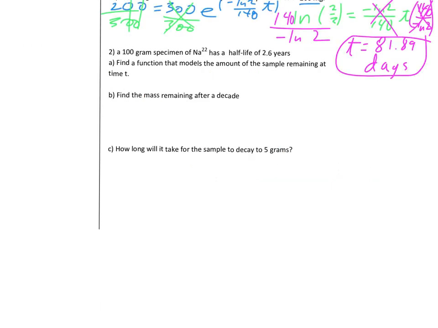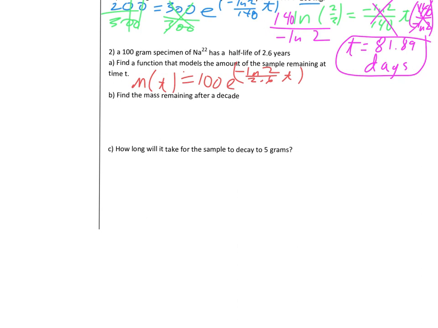All right, next up here, it looks like we have 100-gram specimens. That's our initial mass is 100. We have the half-life of 2.6 years. So we'll build another formula here. This is Na22, so that's just, once again, the 22 is the name of this particular isotope. I think Na is sodium. And so we'll go m of t equals our initial mass, and then times e to the power of negative ln2 over 2.6 times t.